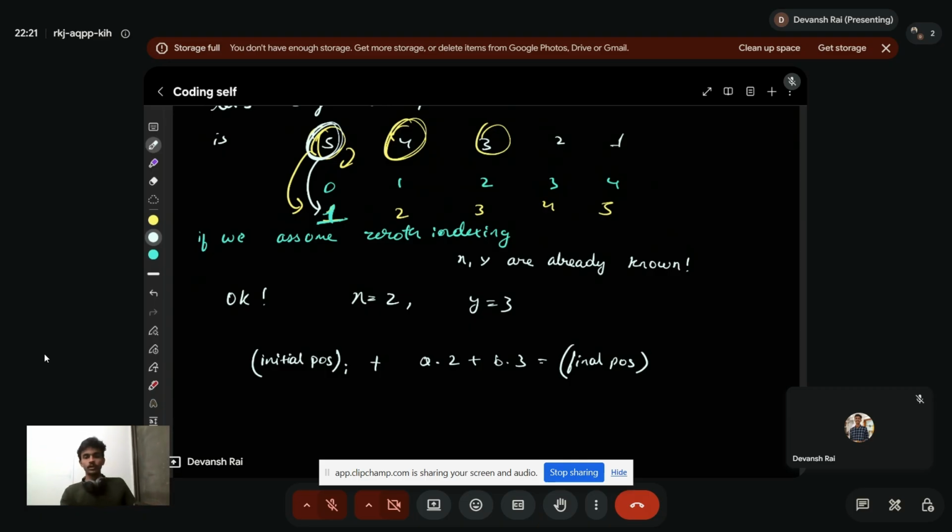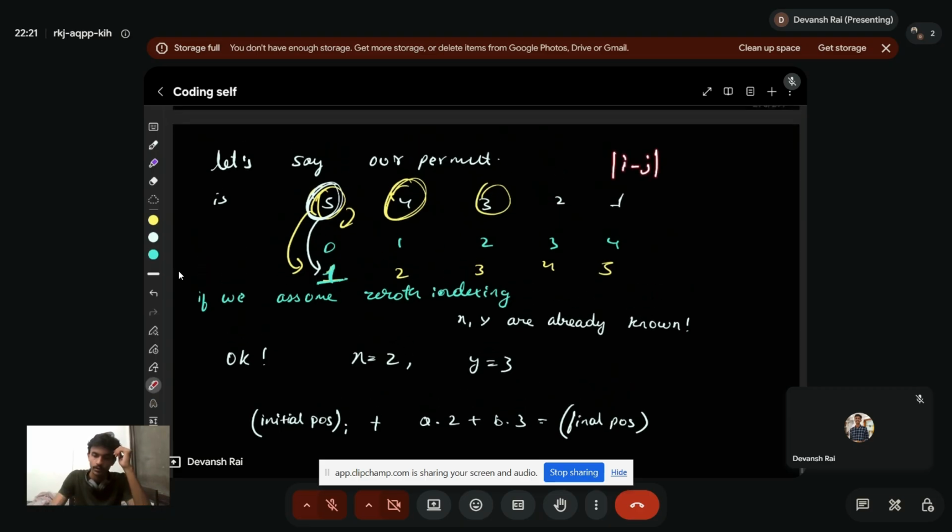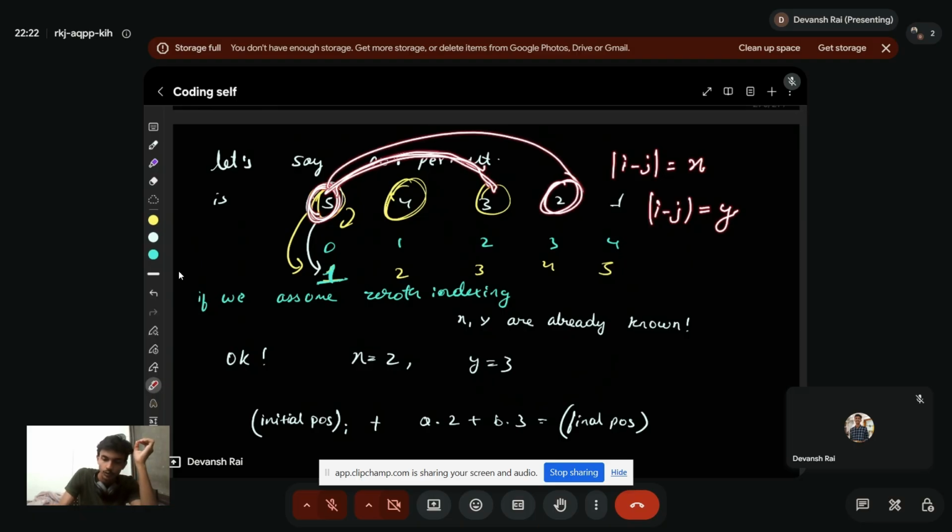That's the only way to swap things. What can you do? What does i minus j mod equals x or y actually mean? It means that if you're taking this element, you can only swap between these. You only have two options right now: either you swap 5 with 3, or you swap 5 with 2. No other option you have.